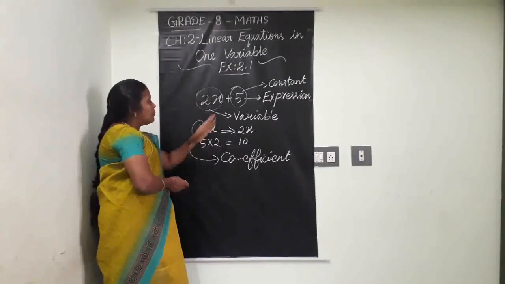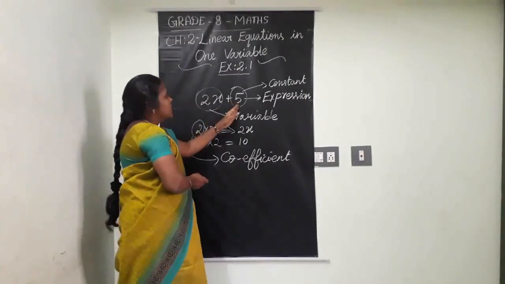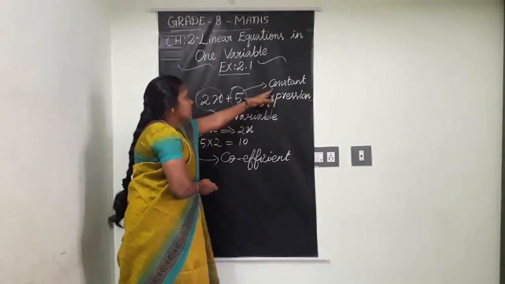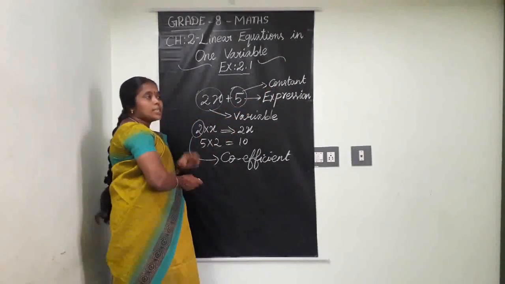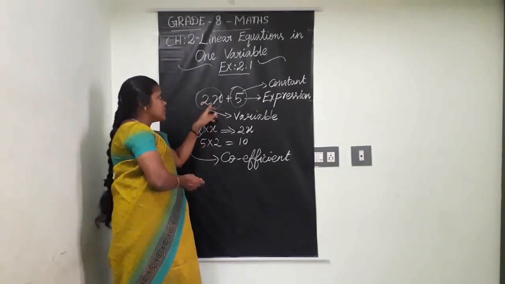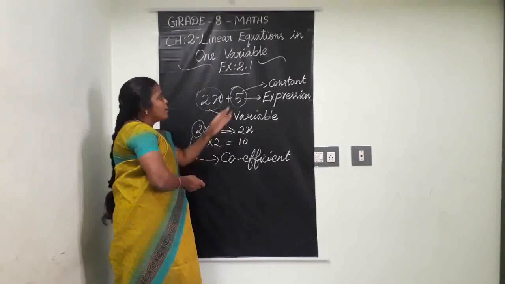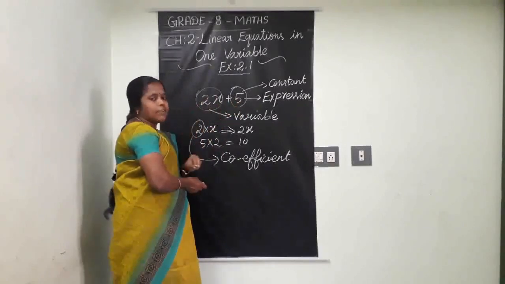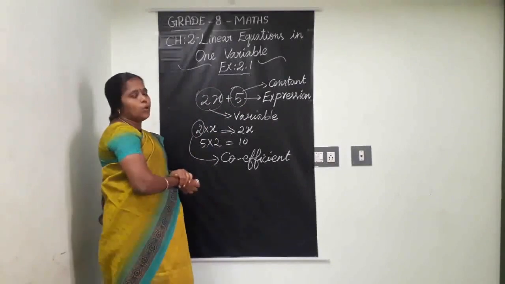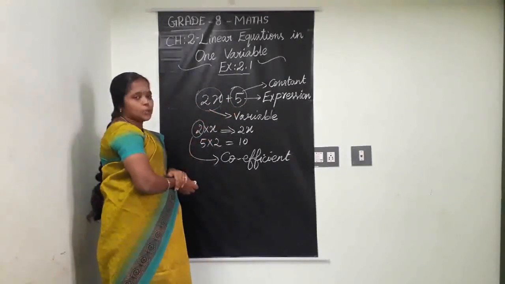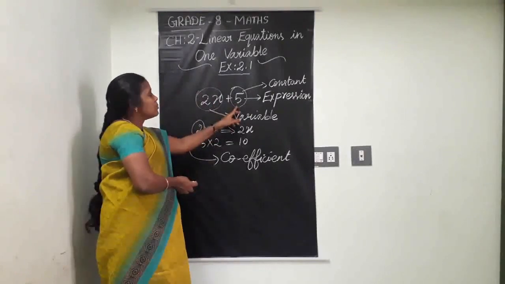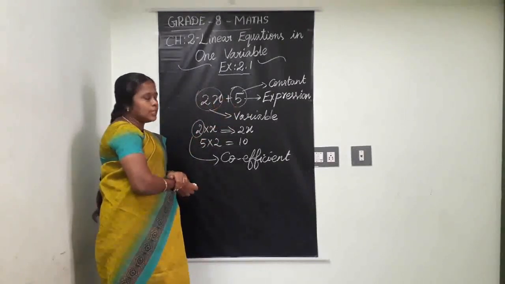Understood? Come to here. What about this? This is called a constant term. Plus 5 is called a constant term. Constant, without changing. Variable means it takes various values. But constant means it is a value which is fixed. It is the fixed value coming in the expression. Variable means not a fixed value. Constant means fixed value. Clear, children?